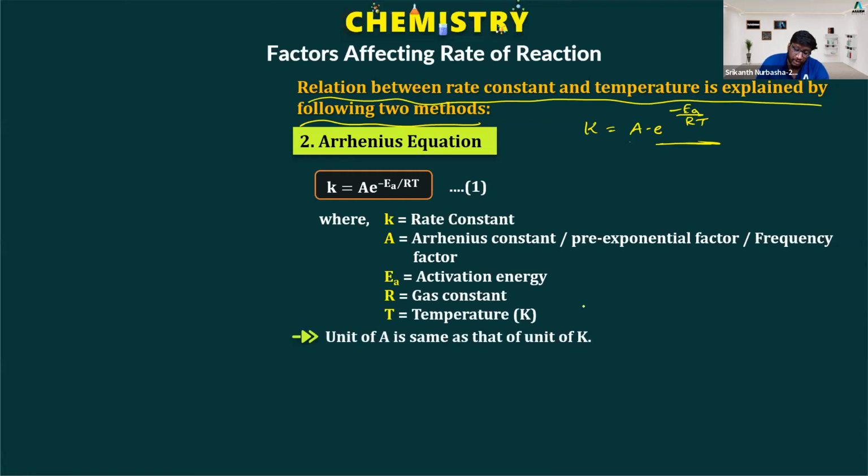Unit of A and unit of K: K and A will have the same units. Why? Because e power minus Ea by RT is an exponential which does not have any units. And what is K by A? K by A is equal to e power minus Ea by RT. What I have told you earlier, K by A.